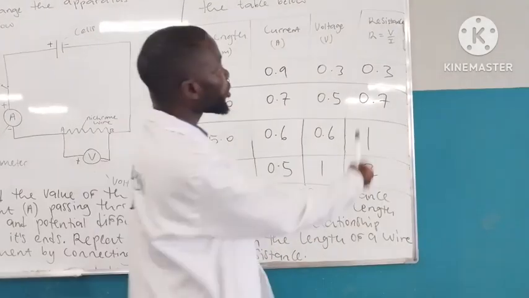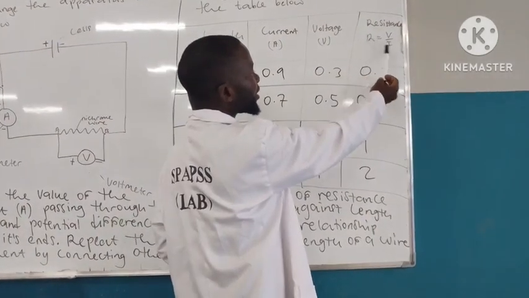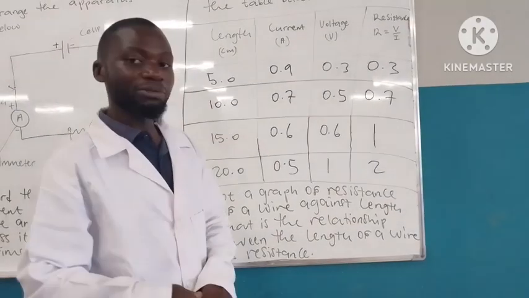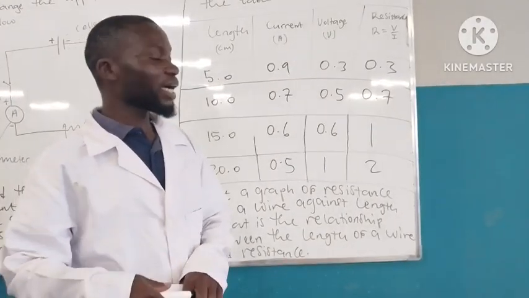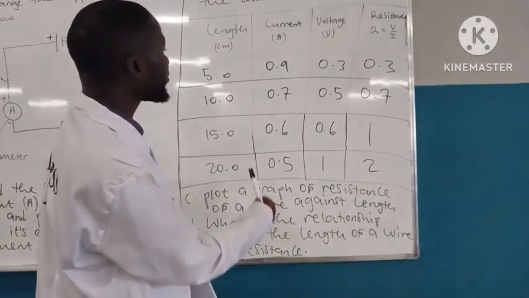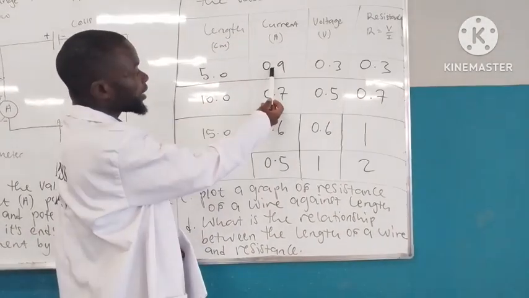But using the same formula, resistance is inversely proportional to current. When we say it's inverse, it means when something is increasing, another one has to what? Has to decrease. So you can see from the current, current is decreasing.